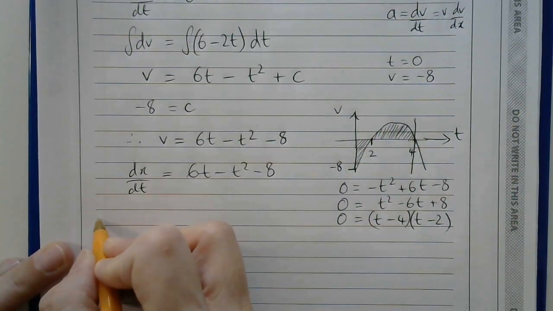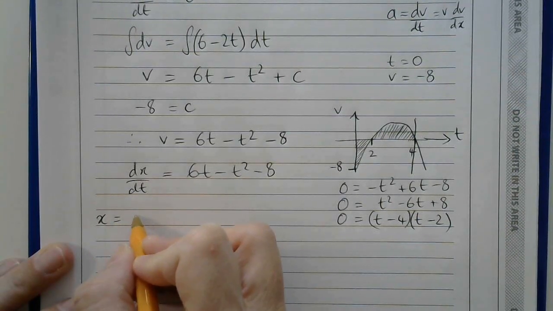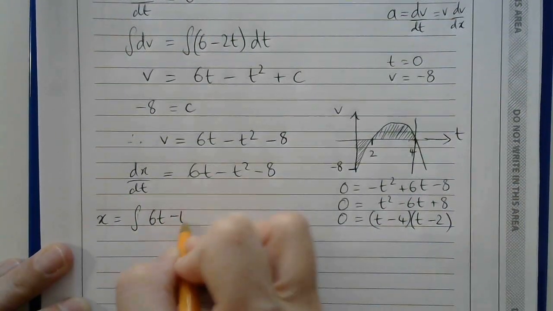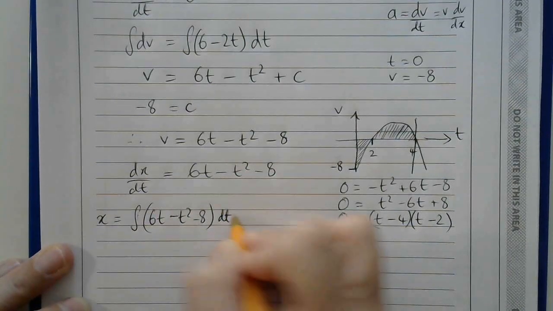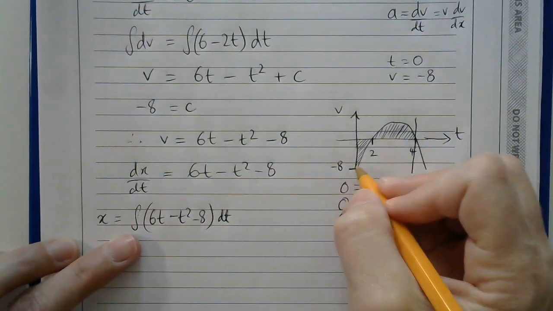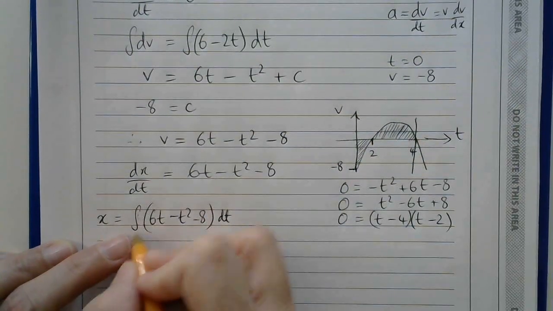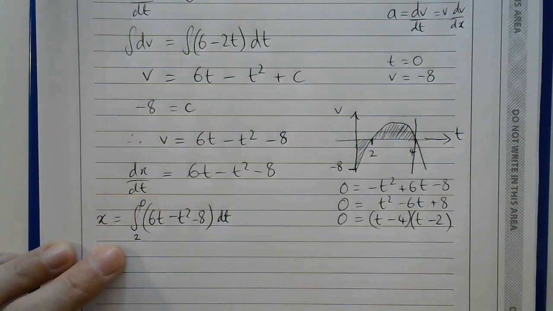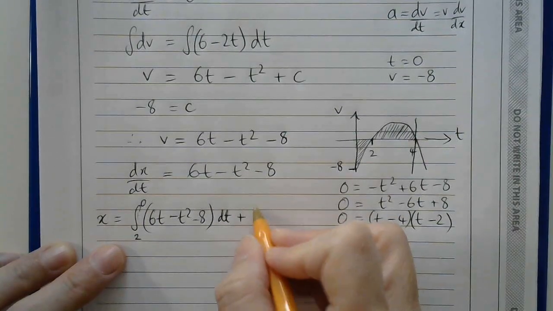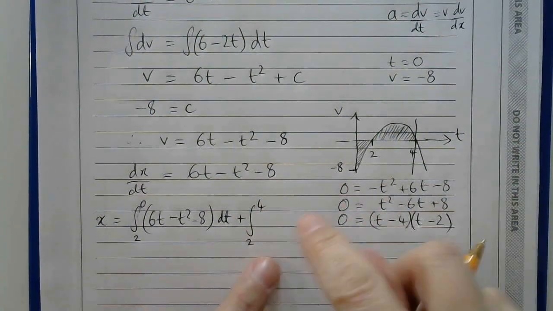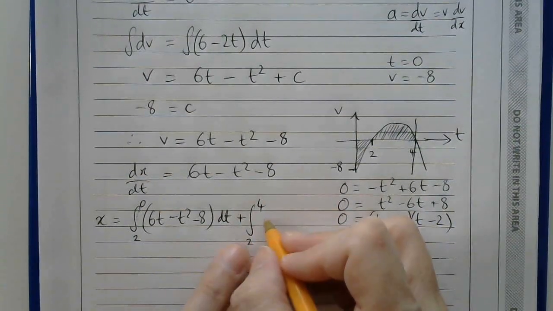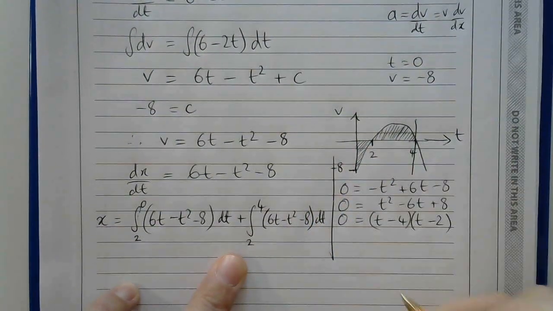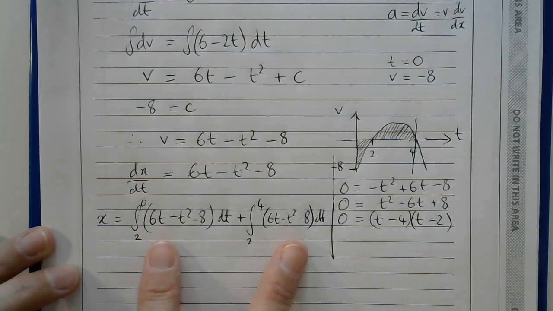So x is going to be the integral of 6t minus t squared minus 8 with respect to t. Okay, so I could go from 0 to 2, and if I do that, this will give me a negative answer, or you can just invert the limits. So I'm going to go from 2 to 0. Then I need to go from 2 to 4, and here I don't need to do anything to adjust this because this is already going to give me a positive value. Okay, so these are the two integrals that I need to do now.